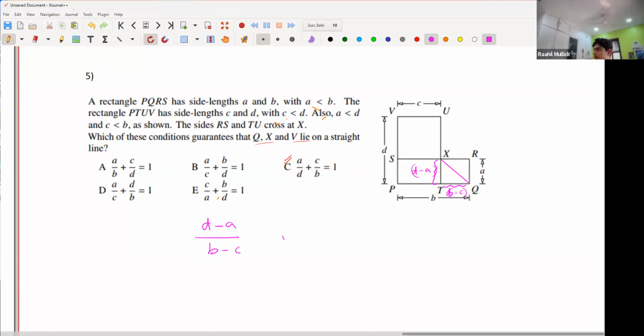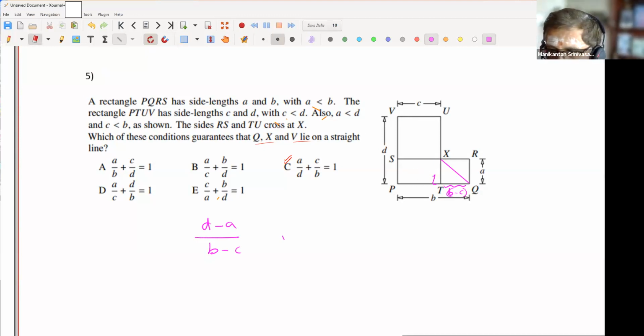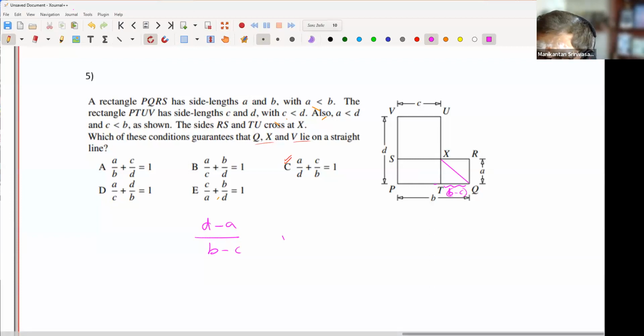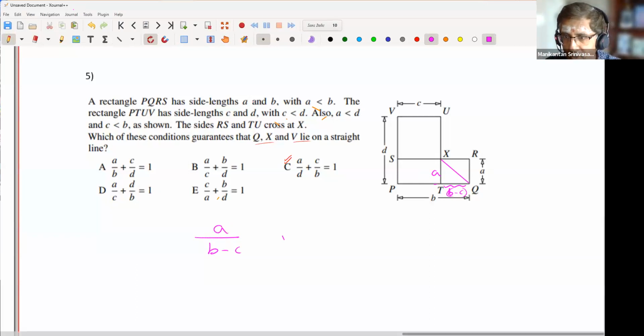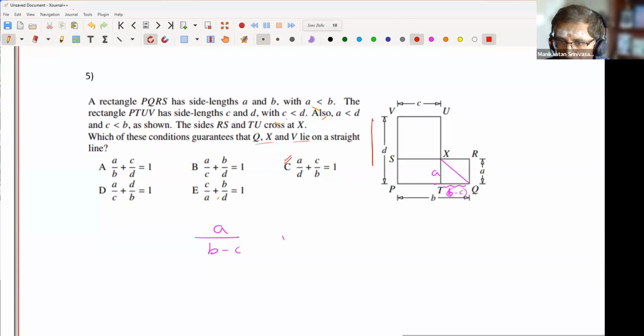Height is just A, right? It's written. Oh, you're right. I made a mistake. This is A. You're right. This is D minus A. Yeah. So A over B minus C. Correct. And that should match this quantity, this upon this.